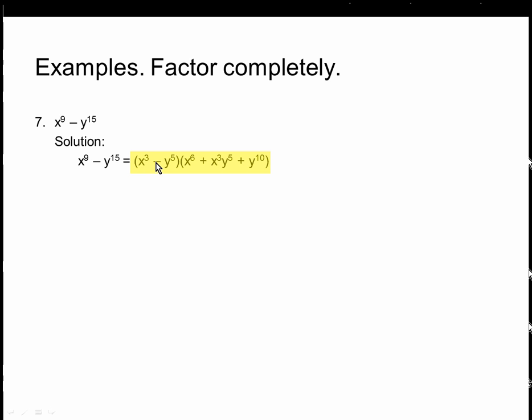Change the sign. Do the product: x cubed times y to the 5th. Then square the last. Y to the 5th squared is y to the 10th. Okay, if nothing else, at least check the first two and last two. X to the 3rd times x to the 6th is x to the 9th. Y to the 5th times y to the 10th is y to the 15th. Okay?